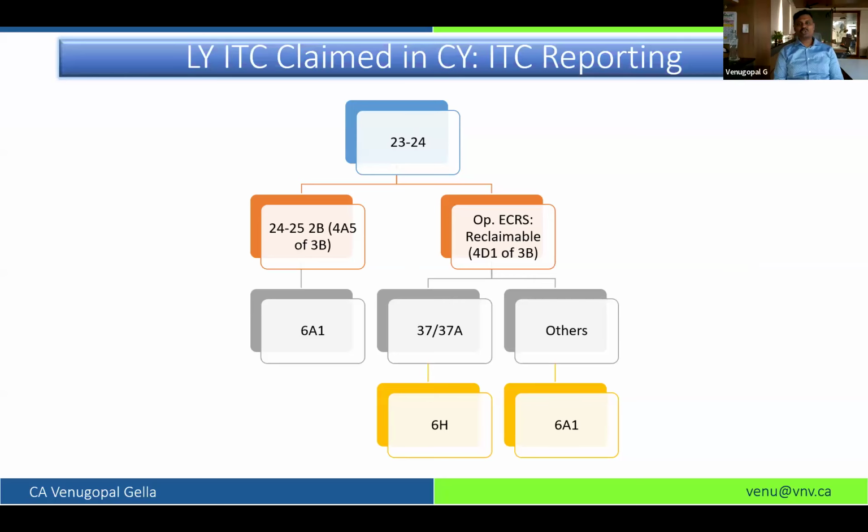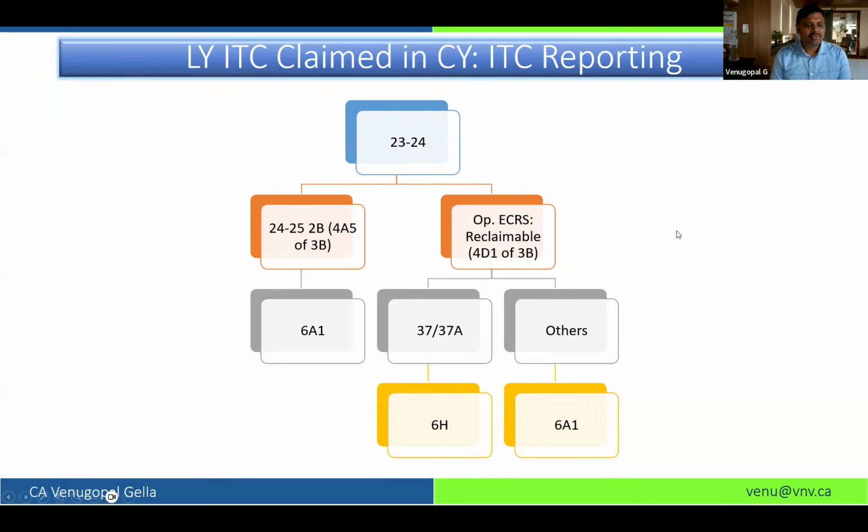Okay, I just want to summarize for everyone in a simple snapshot. Basically, what they have done in the current year is a split. This is the common challenge which we have been facing earlier: on ITC of the previous year, how do I report?